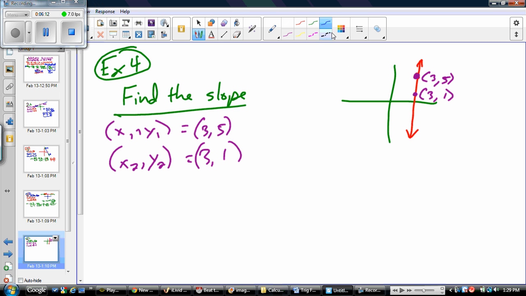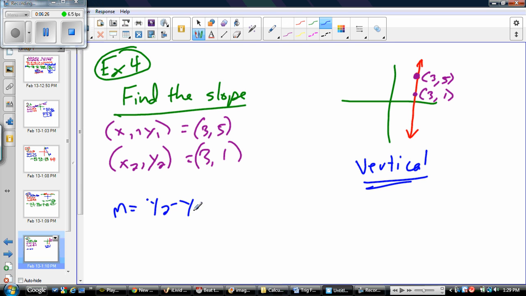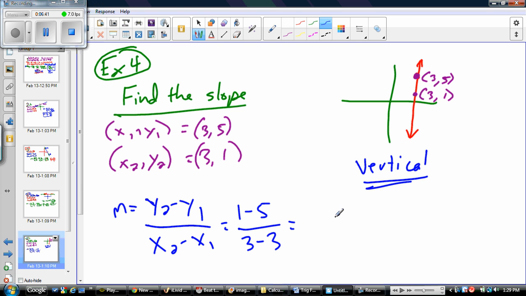Let's do this example. Let me change my pen to blue. So we now have a vertical line up and down. Vertical line, 2 points: one point's 3, 5, the other point's 3, 1. Let's find the slope. Slope equals y2 minus y1, that's a change in y's, all over the change in x's. Change in y's, I'm going to start with the 1 minus 5, all over change in x's, 3 minus 3. This is going to become 1, add its opposite, 1 plus negative 5 is negative 4.